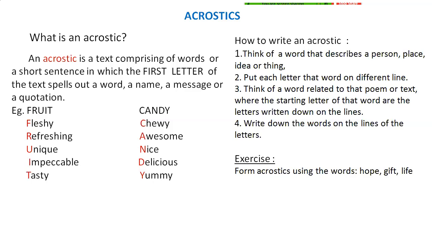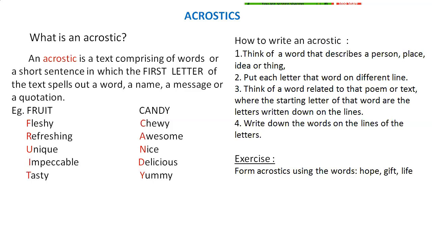We move on to the next letter, which is I. And the word that we formed using this letter is impeccable. The last letter was T. And the word that we formed using this letter was tasty. In a similar manner, let's do the other example. That is candy.